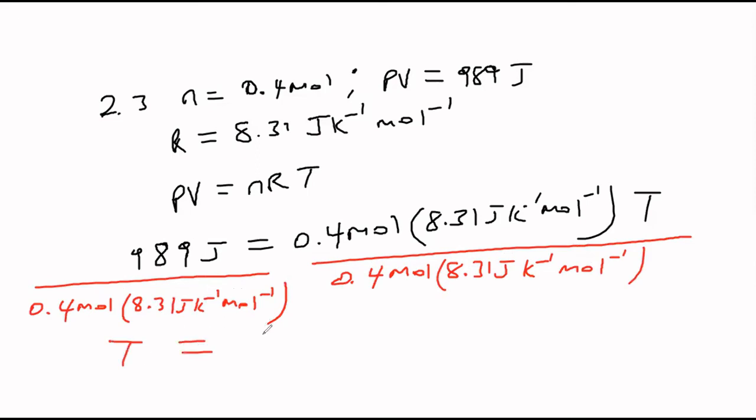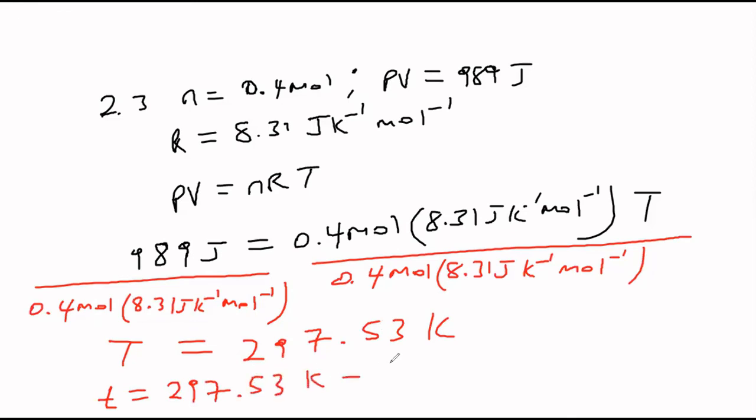Okay, let's punch the calculator quickly. What is the answer? We get 297.53, which is in Kelvin. To convert it into degrees Celsius, we subtract 273. The answer is 24.53, which is 25 degrees Celsius. Okay, that is the temperature. Let's go back to our notes.